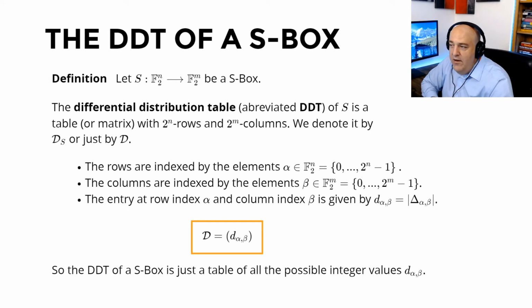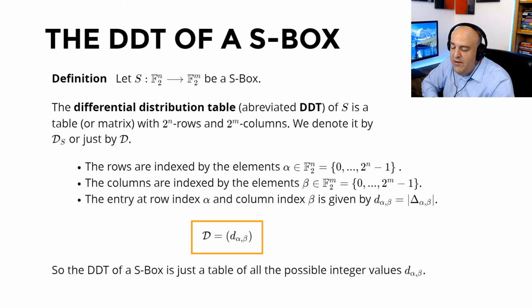And now we're finally ready to define the DDT, the differential distribution table of an S-box. So why don't we take an S-box from F2n to F2m? The differential distribution table, or the DDT of S, is a table or a matrix. It has 2 to the n rows and 2 to the m columns, and we denote it by script D. We can write an S underneath as a subscript if we want to make explicit which S-box the differential distribution table is associated to.